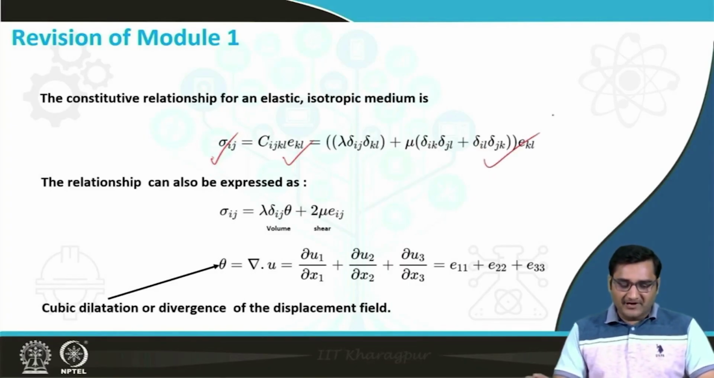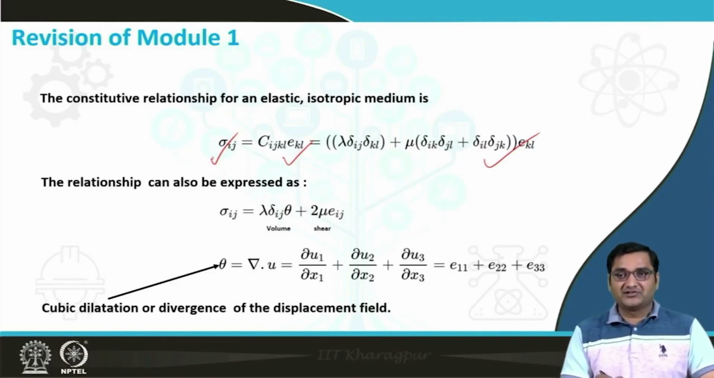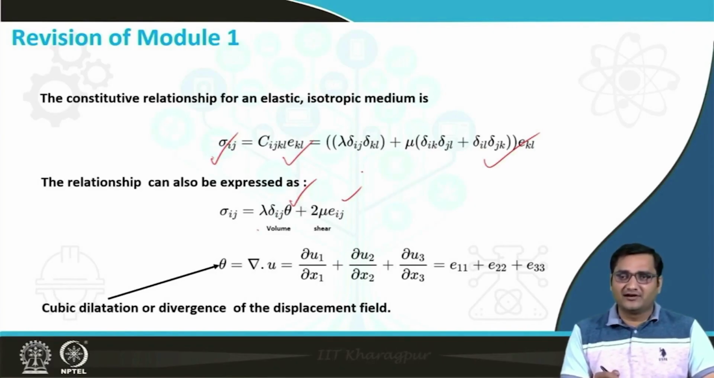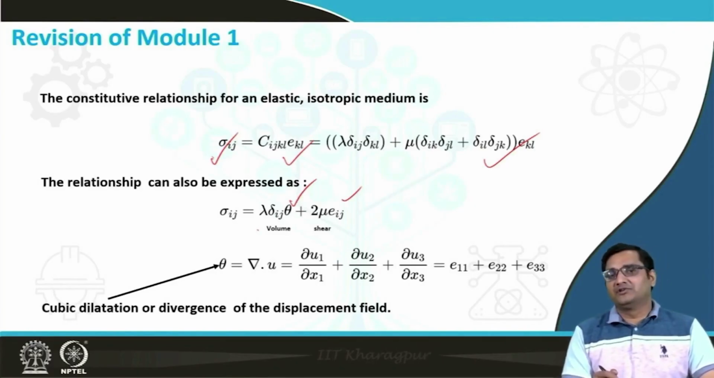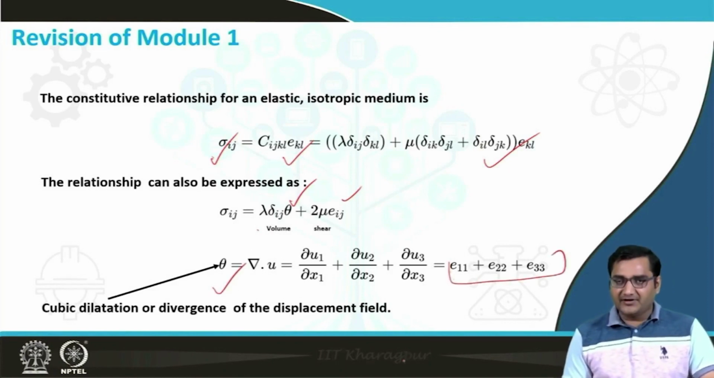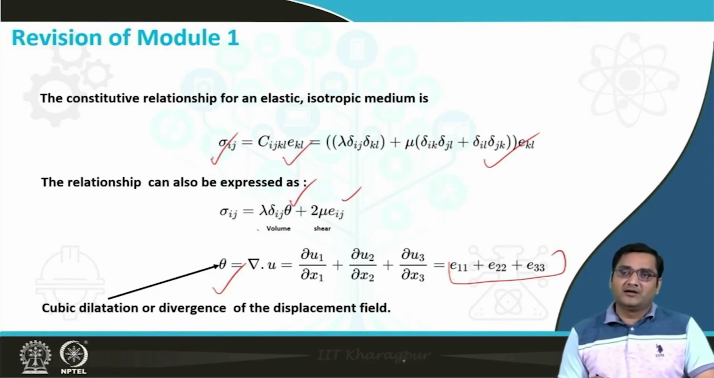And the relationship can be expressed in terms of Lamé constants in the form of compression and shear, or in the form of normal and shear stresses. It can be written something like this, where theta is the dilatation term and delta is the Kronecker delta function, and lambda and mu are the Lamé constants. And theta, this dilatation term, can be written as the trace of the strain tensor, and that is the sum of the normal strains in the matrix.